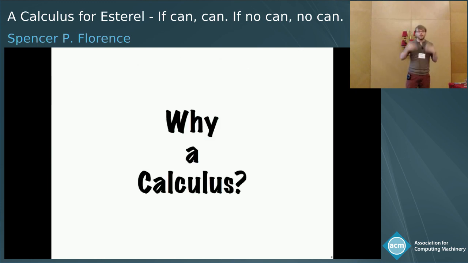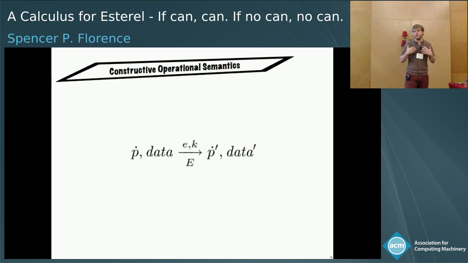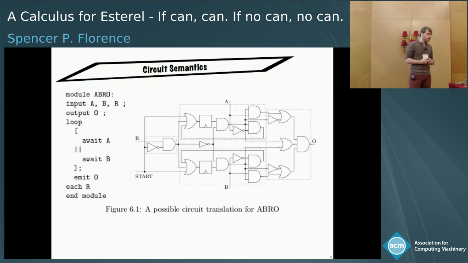Another question you might ask is, why do I want to build a calculus for this language? To answer that, I want to look at a representative sample of some of the existing semantics for Esterel. The two I'm going to look at are the constructive operational semantics and the circuit semantics. The constructive operational semantics is a reduction relation that gives an evaluator for Esterel, so it's very good at giving meaning to full Esterel programs. And the circuit semantics, in contrast, gives meaning by transforming Esterel programs into circuits.